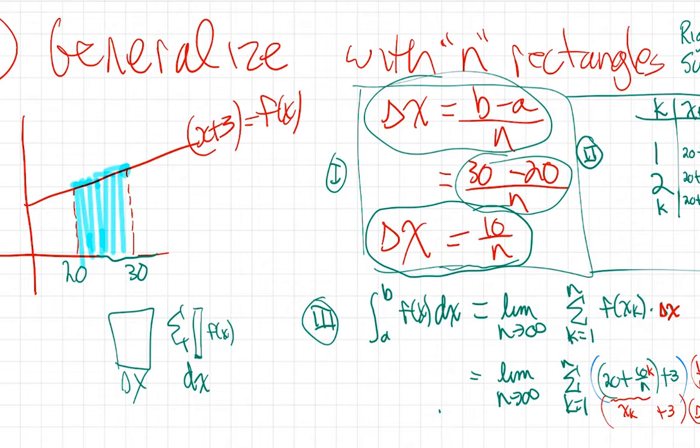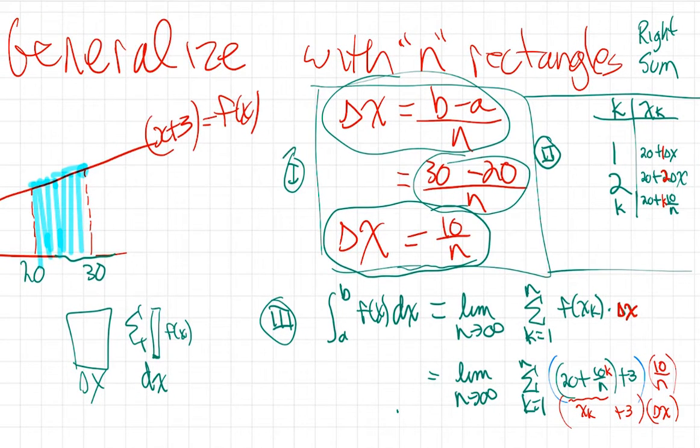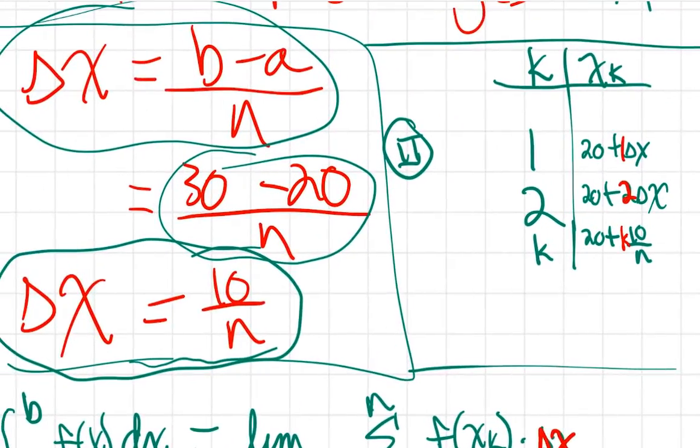So that's your first thing that you do every time you're doing a question like this. If you're asked to write a Riemann sum, you do delta x. The second thing you're going to have to figure out is a formula for xk. So what does xk mean? It's just the x value of each rectangle, the first rectangle, the second rectangle, the third rectangle, all the way up to the kth rectangle.